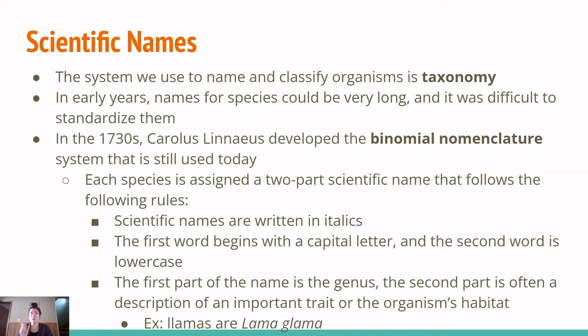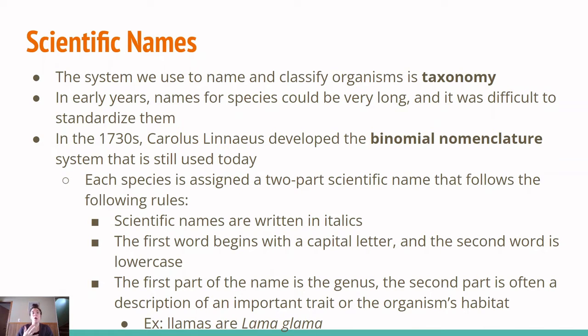And so binomial, bi means two, and nomial would be like the name part of it. So it's two names, basically, is what it means. So every species gets assigned a two-part name. And it's all based on Latin. And there's some rules that we follow. So the first rule is that they're always written in italics. Okay, that's really important. If you're going to write the scientific name, it has to be in italics.